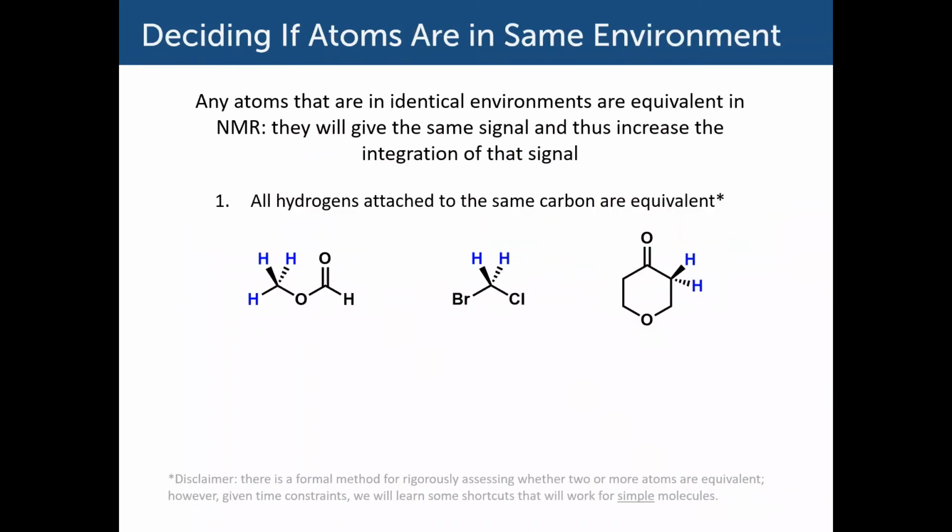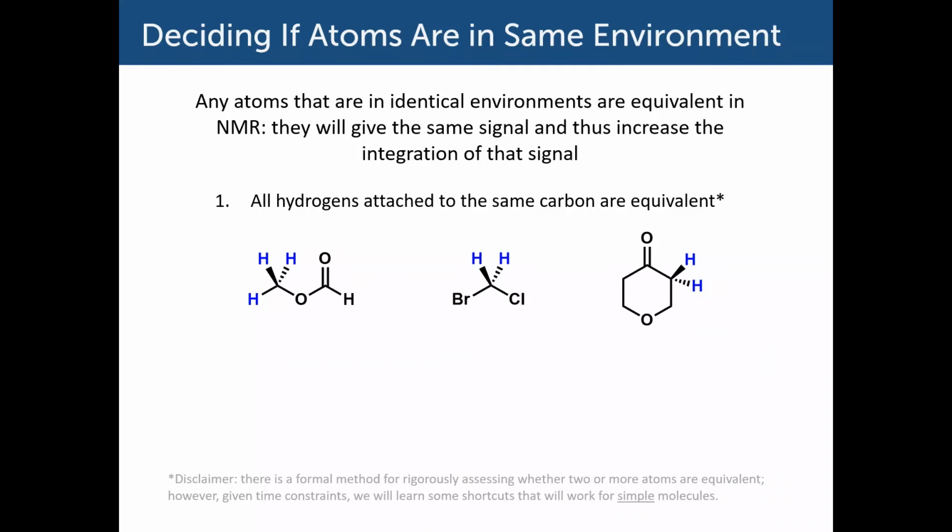Okay, so we can parse this concept of identical environments or equivalency in three different rules. Some of these will break down as compounds become more complex, and so you can see the asterisks on the rules that are impacted. So the first thing we can say is that all hydrogens attached to the same carbon are equivalent.